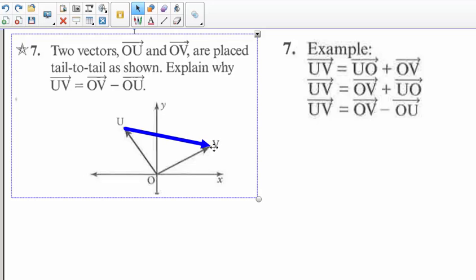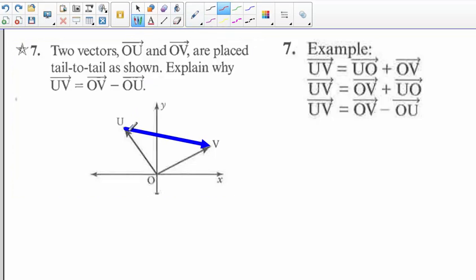Starting at U, end up at V. Again, thinking about what I know, I'm comfortable enough with addition because it makes a bit more sense. If I look at the possible ways to get from U to V, from this starting point to this ending point, given the other two vectors, I can look at going along this path from U to O, and then along this path from O to V. So that's what's here.